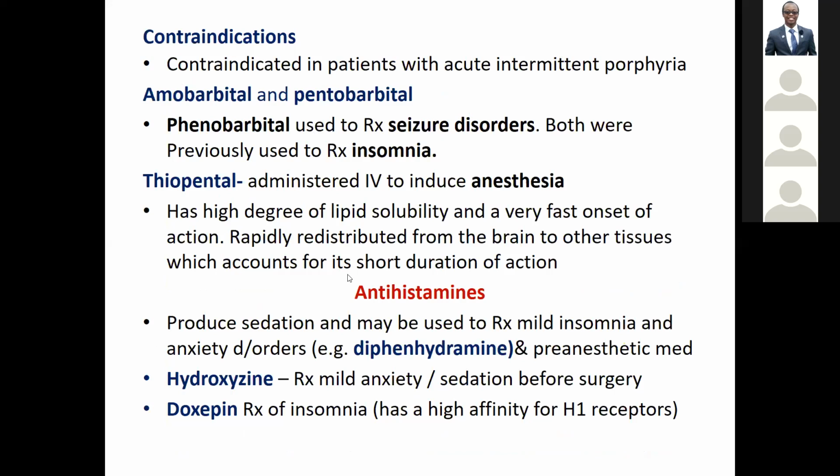Thiopental is not very much used nowadays. You must tell me it's very highly lipid soluble and it is rapidly metabolized and eliminated within seconds. It's one of the drugs that is very widely distributed.